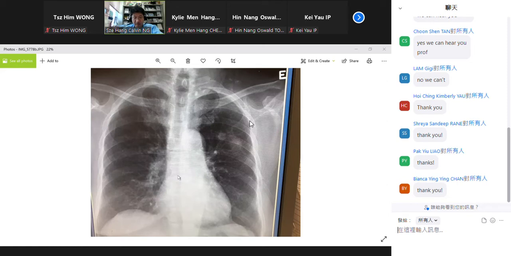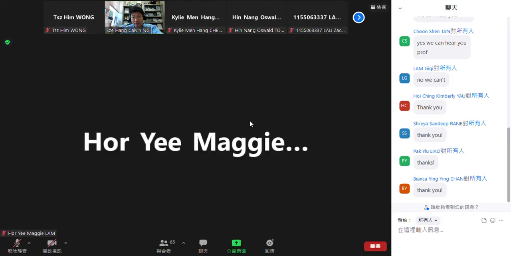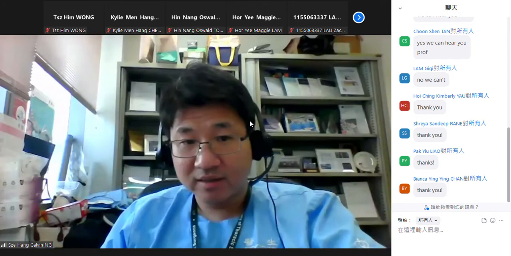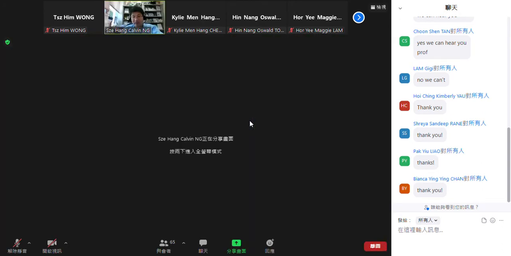So this patient actually had, so let me just show you the CT scan. Are you able to see this or not, the CT? No, it's still the chest X-ray. Okay, that's not good. Why is that? What's happening? Okay, now that should be better.